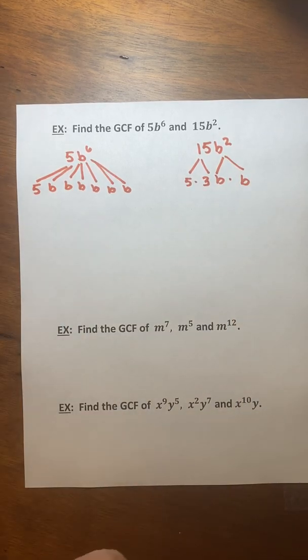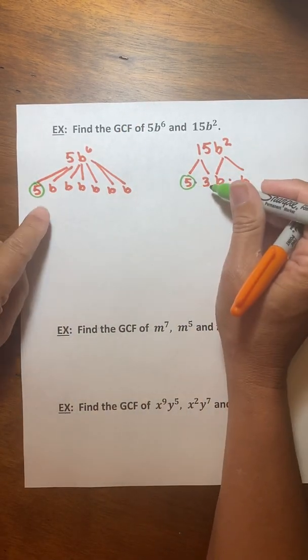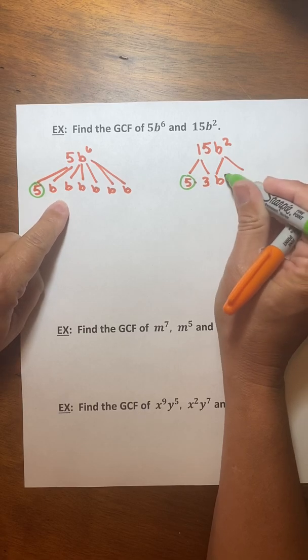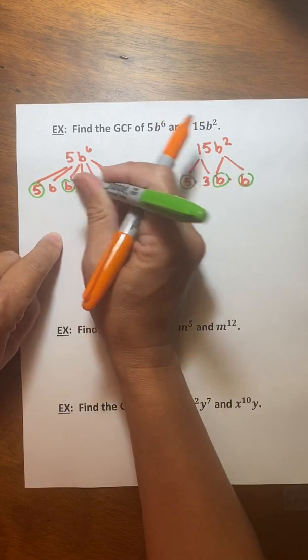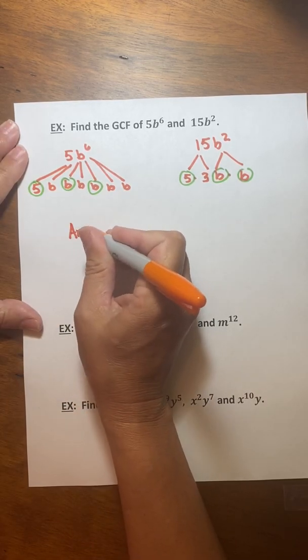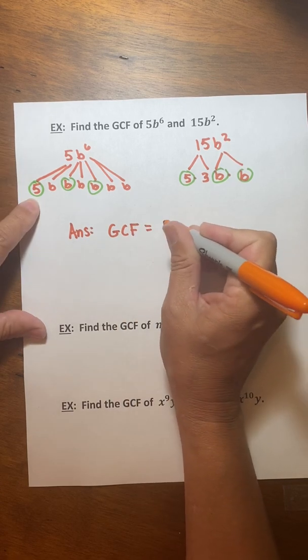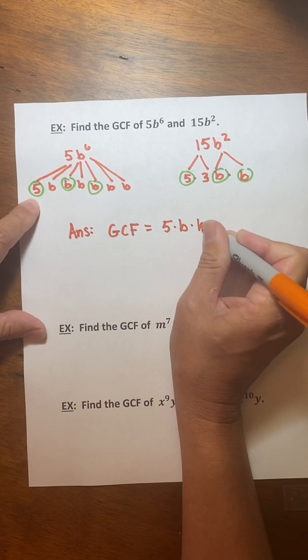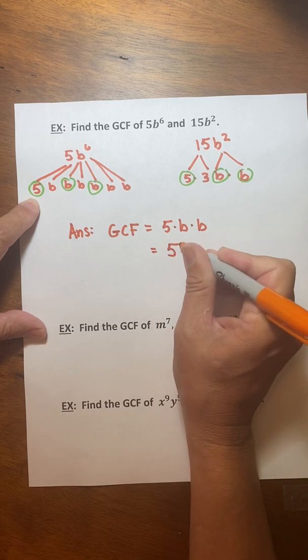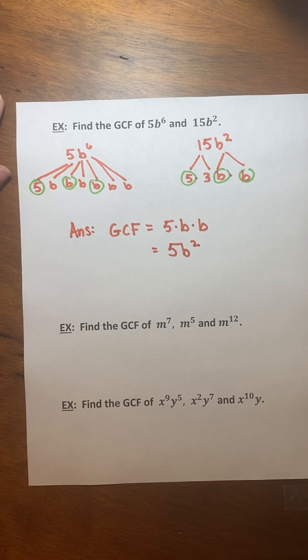So if we go along with that idea from the previous example, I circle what they have in common. They both have a 5 in common. Can't circle the 3. There's no 3 over here. But this has 2 b's, so I can circle any 2 b's over here. All right, so then the answer is the greatest common factor is 5 times b times b. And then we typically combine our variables and call it 5b squared. All right, so that was a little tedious.